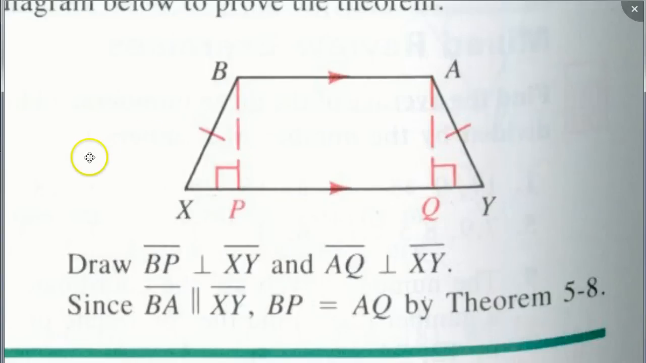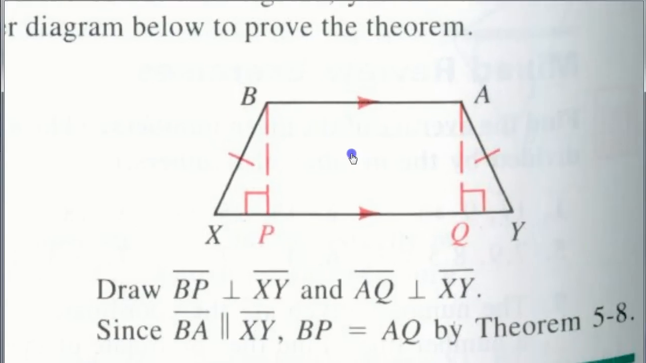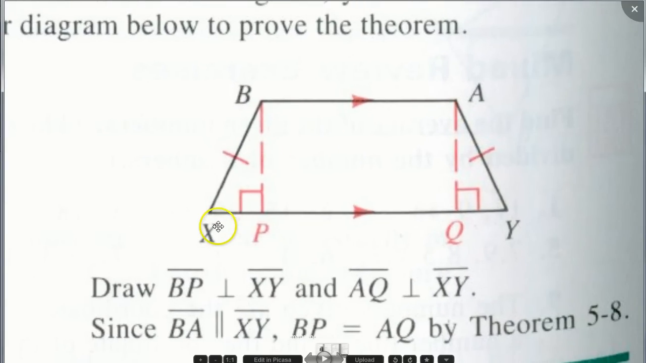And we could use the same reasoning we used on the other one as to why angle B is congruent to angle A. Aren't they same side interior angles again? Okay, any questions? Does that make sense? Good.